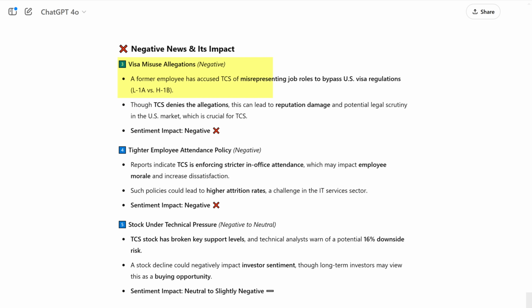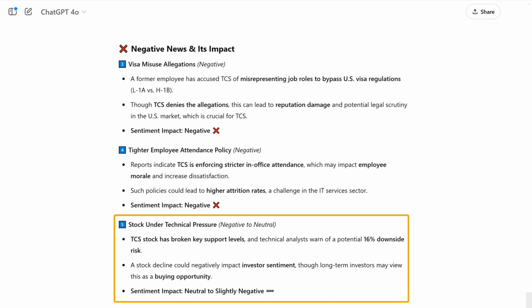A former employee has accused the company of misrepresenting the job roles in the US for visas, which could affect the investors' trust. Additionally, the company has also tightened its attendance policy. While not directly impacting the stock prices, ChatGPT considers this slightly negative to neutral.